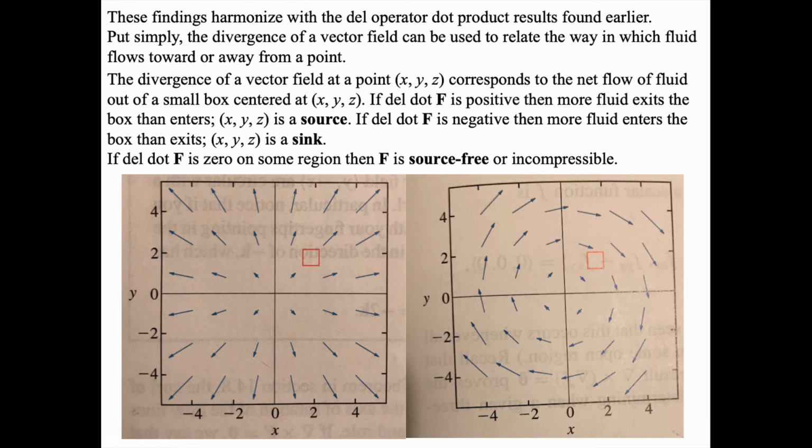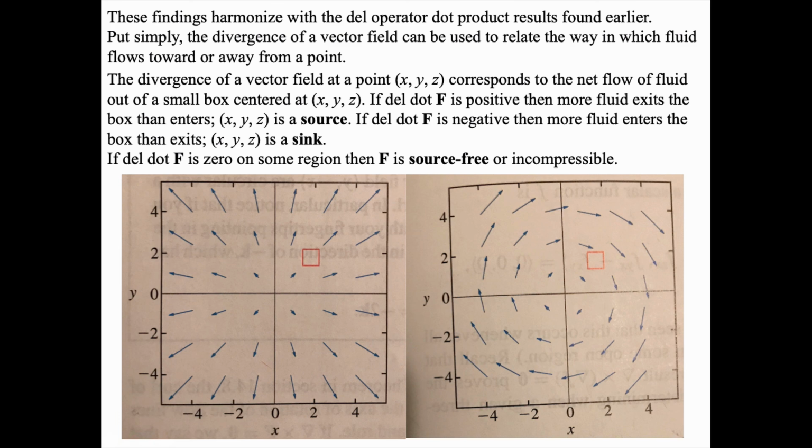Let's summarize. In the first vector field, the del operator was positive 2, so we had bigger vectors coming out of a particular point than were going into a particular region. And with the B part, we had this circular field, and we noticed that the vectors all have the same length as they go through a particular region as they are coming out. Things balance out. So remember, the divergence of a vector field at any particular point corresponds to the net flow of fluid out of a small box centered at that point.